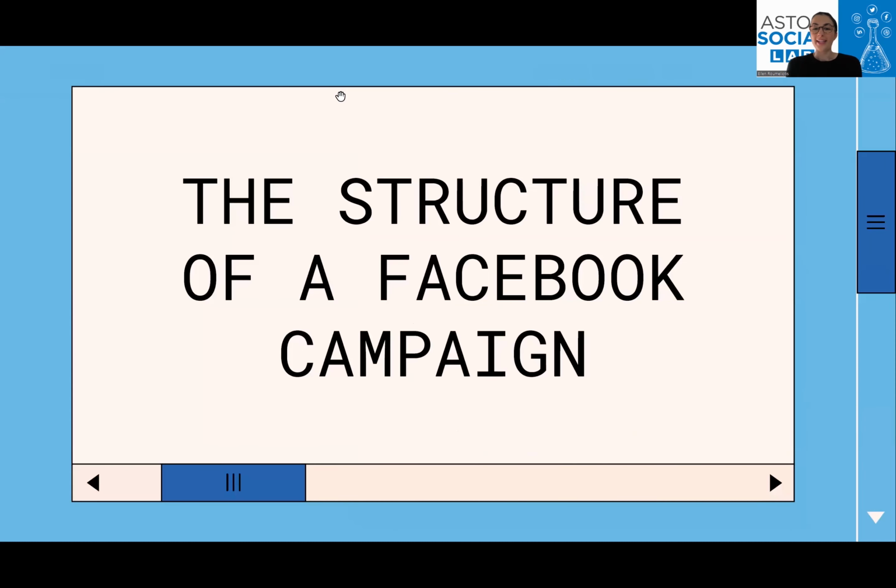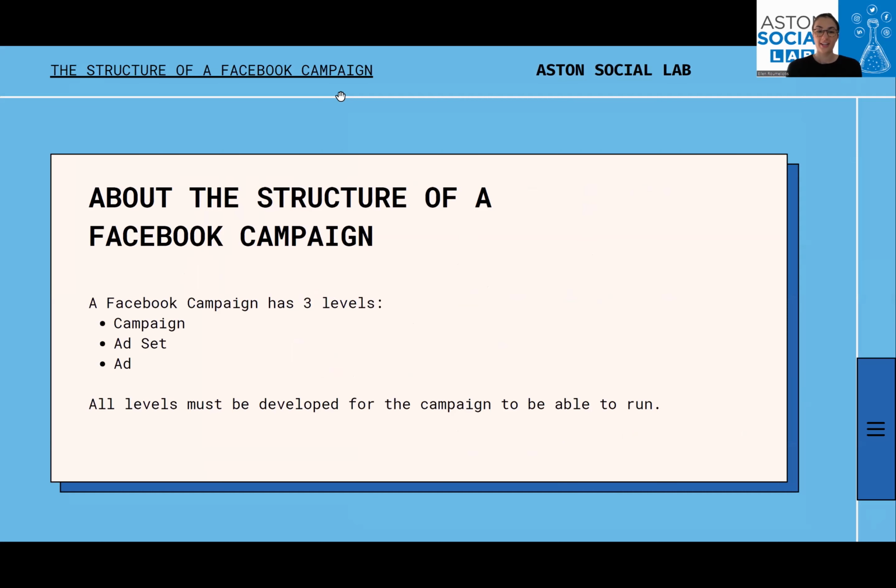So what makes up the structure of a Facebook campaign? A Facebook campaign has 3 levels. So the first one is your campaign. That's your ad objective, or your campaign objective rather. What is it that you're trying to achieve? Second is the ad set level. So as I said earlier, these are your audiences. And lastly, your ad, so your creatives. All levels must be developed for the campaign to be able to run.